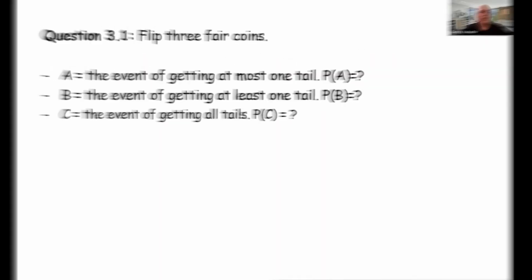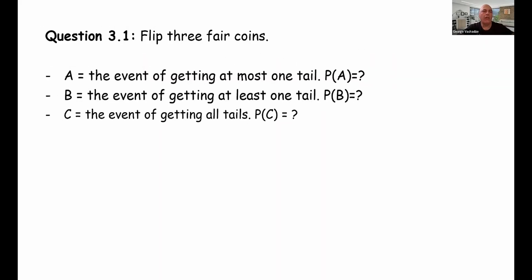Hi, in this tutorial I will address question number 1 from chapter 3. So on the screen you see the question. I have 3 fair coins which I'm tossing independently of each other, and I'm forming 3 different events.